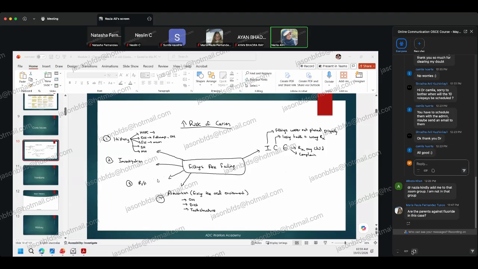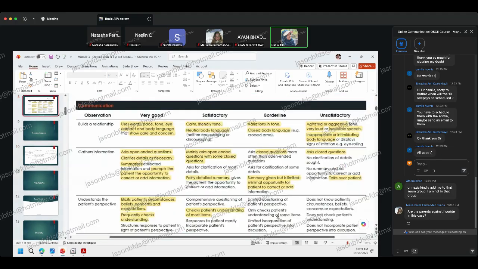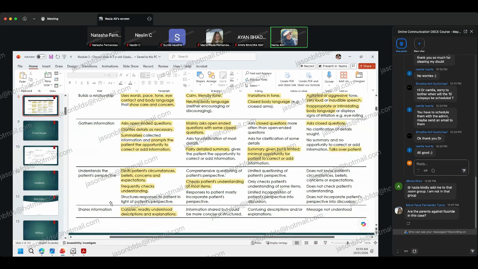But at the same time, I cannot disregard that if somebody is feeling they have received substandard care, I still need to guide them, because this is what your rubric says: structure responses to the patient in light of the patient's perspective. So if they have concerns about the care, I just need to guide them on how to resolve it as well.